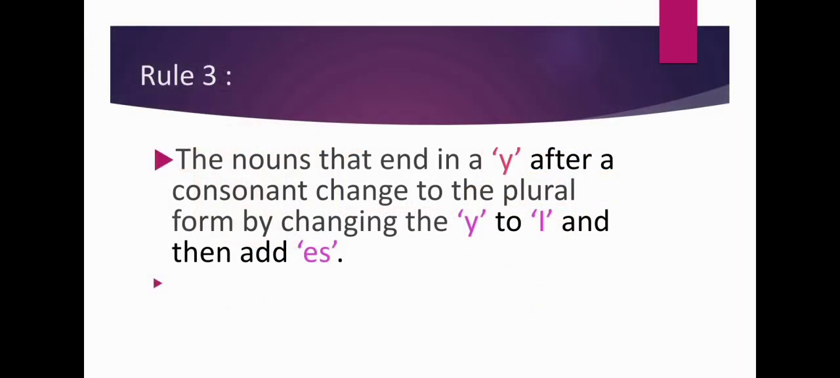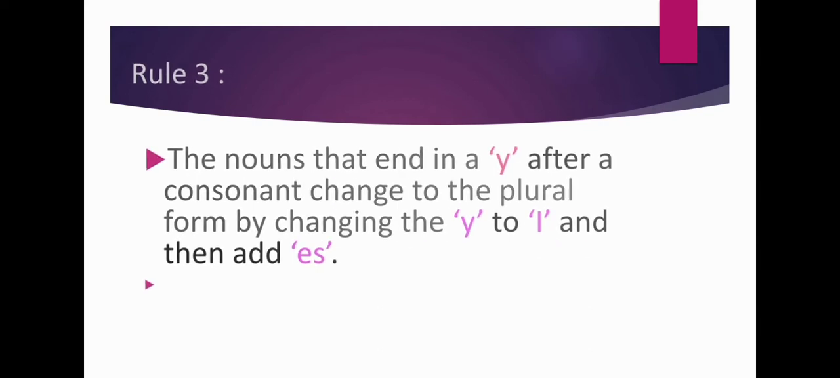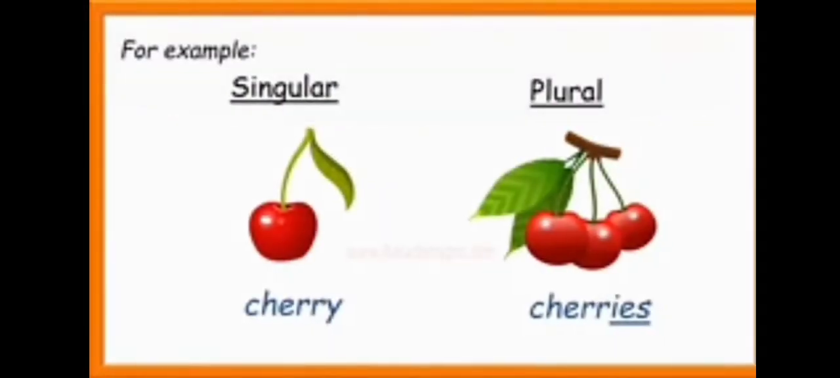The nouns that end in y after a consonant change to the plural form by changing the y to i and then adding es. So this rule is for the nouns that end in y. So let us see what the examples are. Here we can see a y-ending word, cherry, in the singular form. Now we will make it plural by just removing the y and adding ies to it. So it becomes cherries in the plural form.